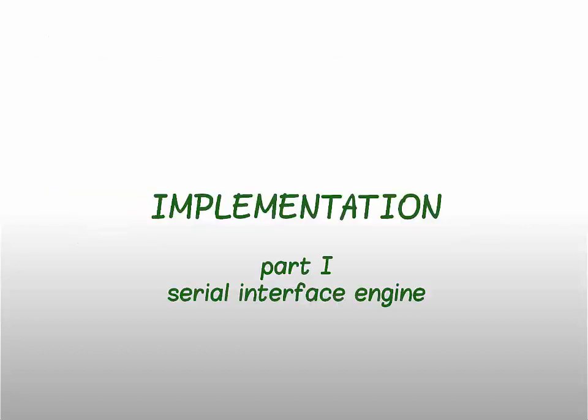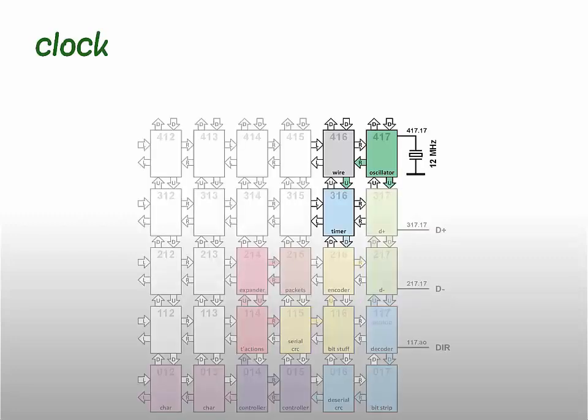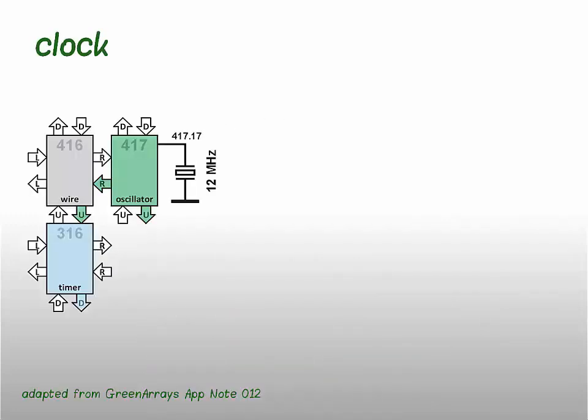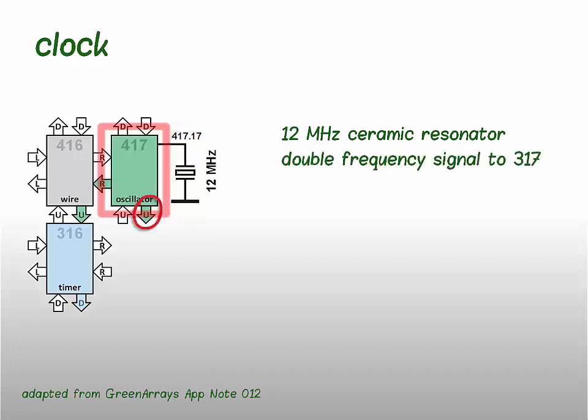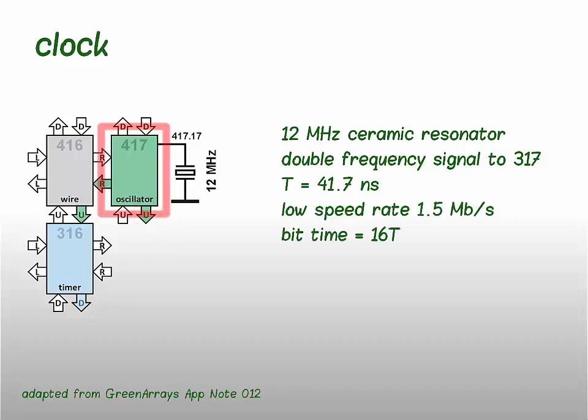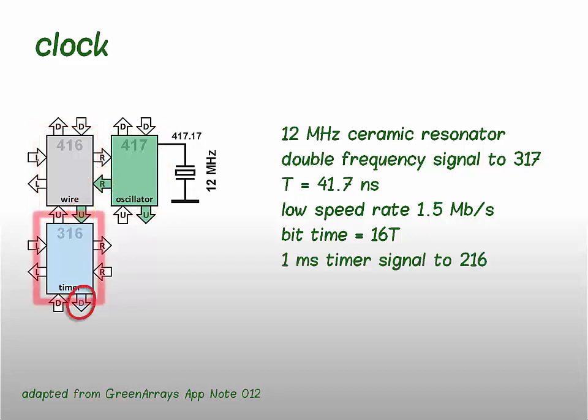Now we'll see how the USB host is implemented. We'll start with a serial interface engine. First, there's a clock module. It's composed of 3 nodes: an oscillator with 12 MHz ceramic resonator on its GPIO pin. The oscillator provides a double frequency signal to node 317 with a period of 42 nanoseconds. At load speed rate, it represents 16 clock periods per bit. Then we have a wire node passing this signal to a timer that provides millisecond pulses to node 216.